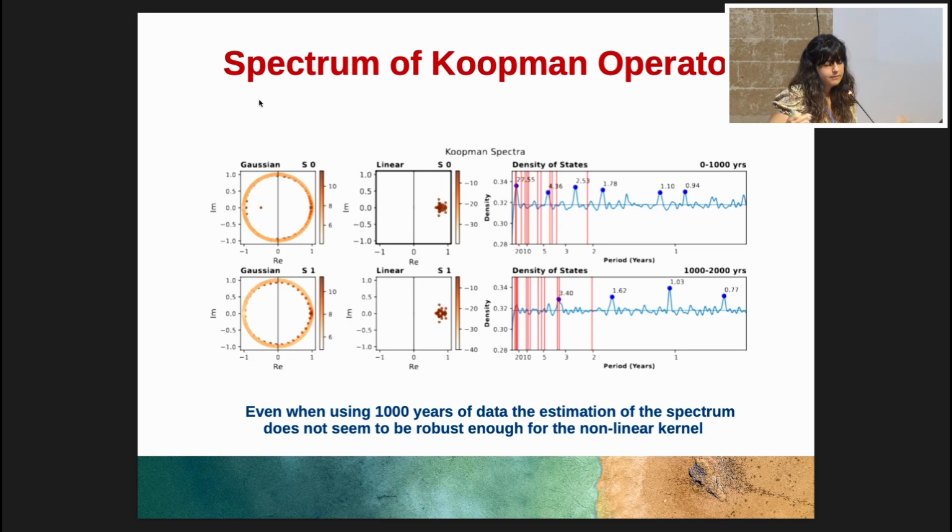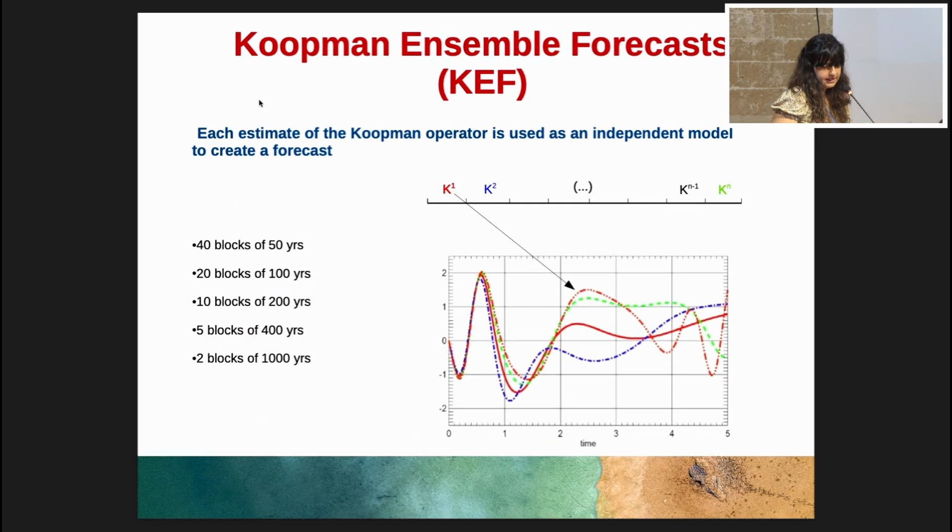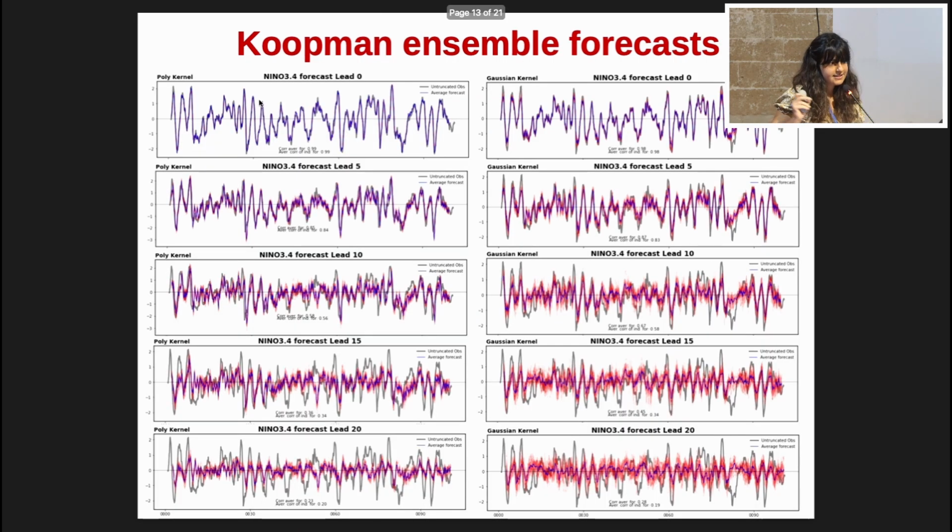So the problem is, okay, we want to make accurate forecasts. We want to get robust estimates of the Koopman operator, but not even 1,000 years seem to be enough, and we will never ever have 1,000 years. So we came up with this idea of doing Koopman ensemble forecasts, in which we are dividing our total data. As I mentioned before, we are getting different estimates of the Koopman operator, and each one of these estimates is used as an independent model for doing a forecast, starting from the same initial conditions. And then we can take the ensemble mean, and we can see if this ensemble mean is behaving better than the members. And this is exactly what you can see here.